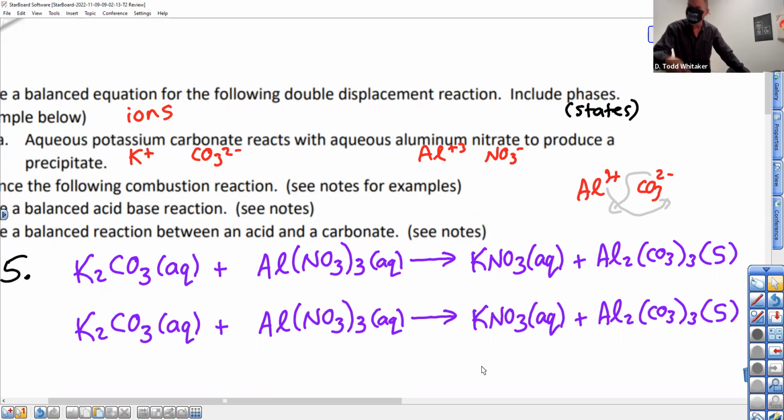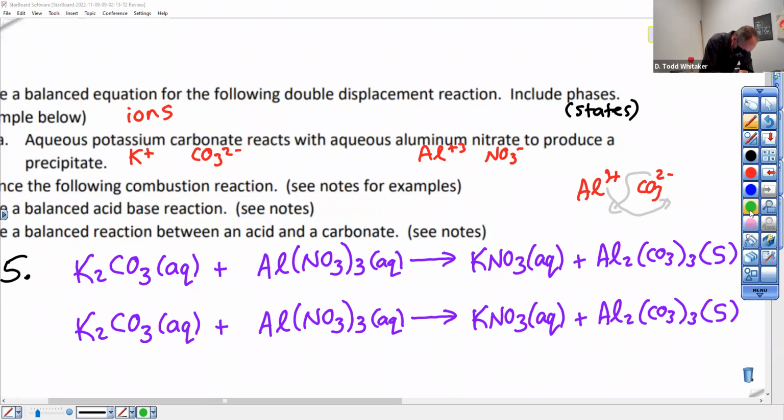How do you want to start this balancing act? I like CO3 as a piece, because there's only one CO3 piece here. You see it? How many CO3 pieces over here? 3. How do you fix it? Where do you multiply by what? Put a 3 in front of K2CO3. We'll put that in green.